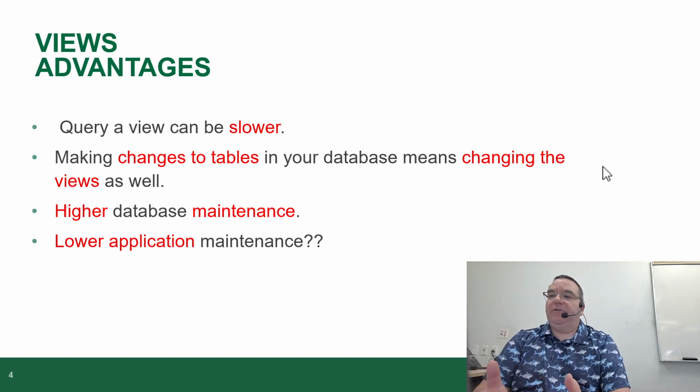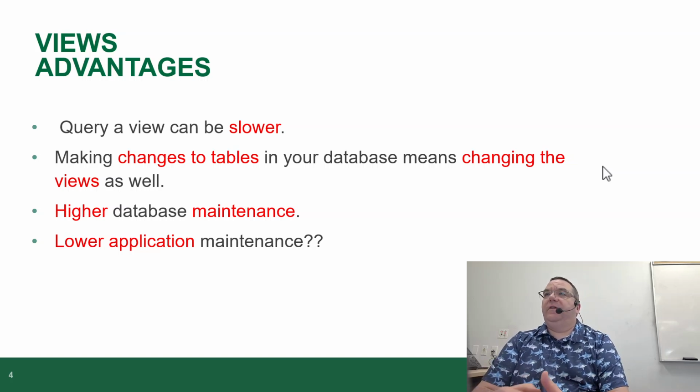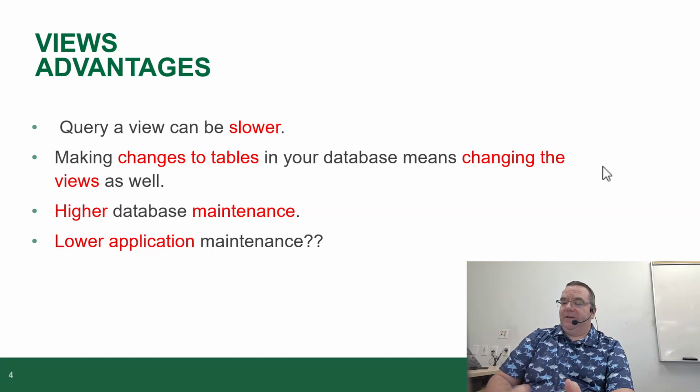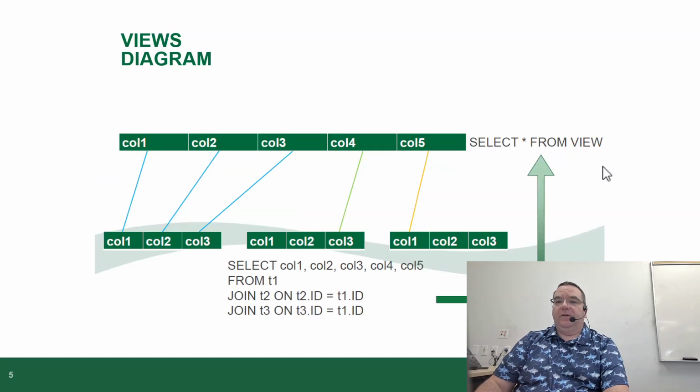Making changes to the table and database means you need to update the views. So if you rename a column, you have to update views that refer to that column. Otherwise, the views are just going to break. It basically adds more maintenance, so that every time you make changes, you have to make sure you do it everywhere. But it might lower the application maintenance depending on what's happening. So, that's some of the perks.